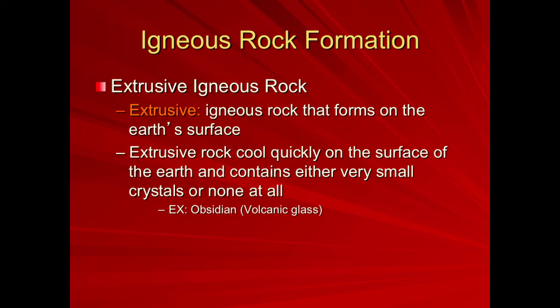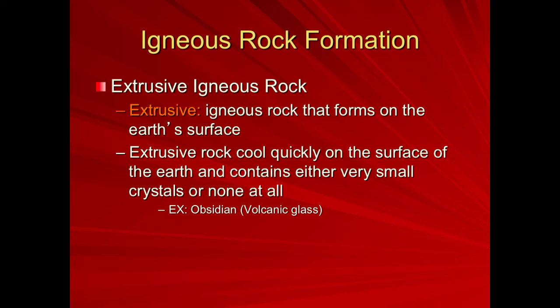So let's go into the two main ways to break down igneous rocks. And these were your vocabulary words that you had to do two weeks ago. Extrusive igneous rocks are igneous rocks that form on the Earth's surface. Meaning, if they form on the Earth's surface, they are going to cool very quickly, and they're going to contain very small crystals, if any at all. An example would be obsidian, volcanic glass. And I will be passing a model of that around in class tomorrow for you to see.